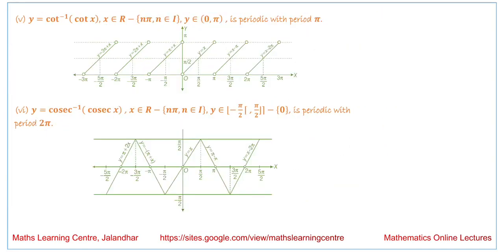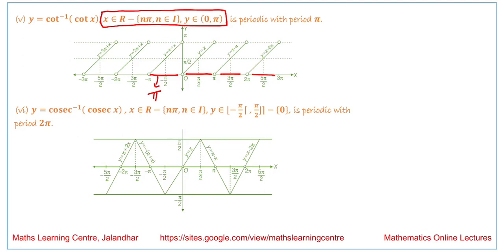Next we are talking about cot inverse of cot of x, where x belongs to R and y belongs to the open interval 0 to pi. This is a periodic function with period pi. You can see this from this graph: the length of all these intervals is pi.